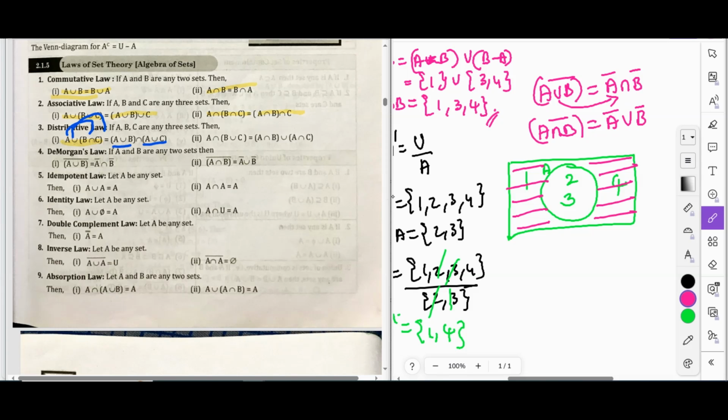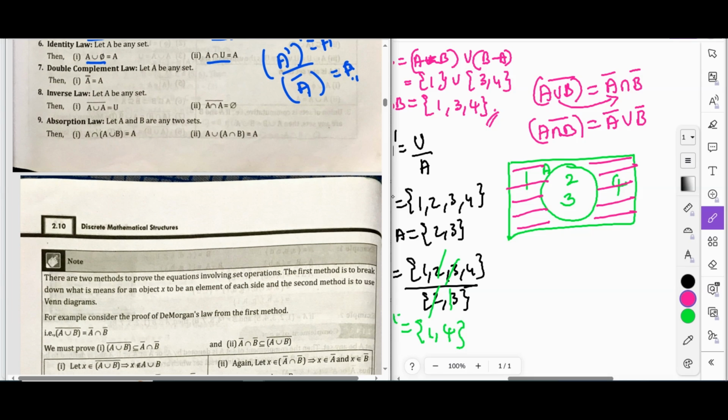Then you have the idempotent law. What is it? A union A equals A, and A intersection A is A. Then the identity law: A union null set is A, and A intersection the universal set is A. Then double complement: A dash of whole dash will be A itself, or even you can write A bar of whole bar will be equal to A. Double complement means it will become the same set itself. The inverse law is A union A whole dash is U, and A intersection A whole bar is the null set.